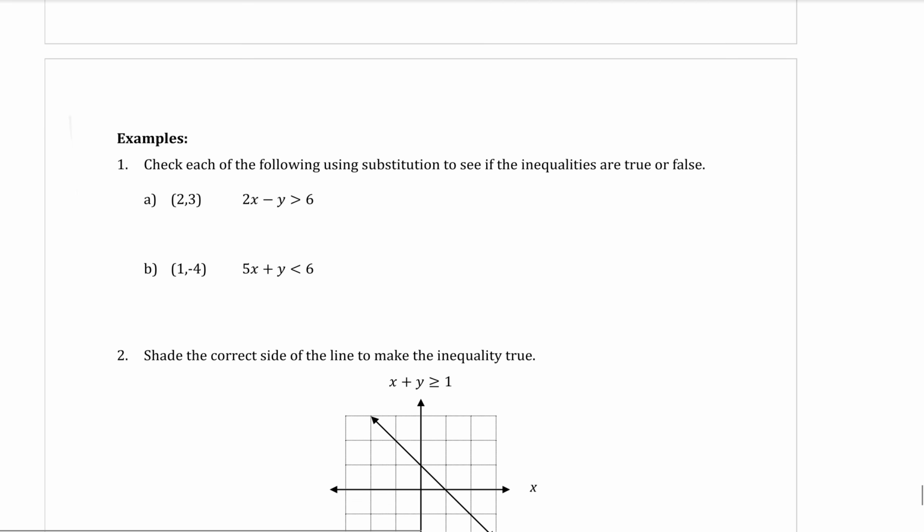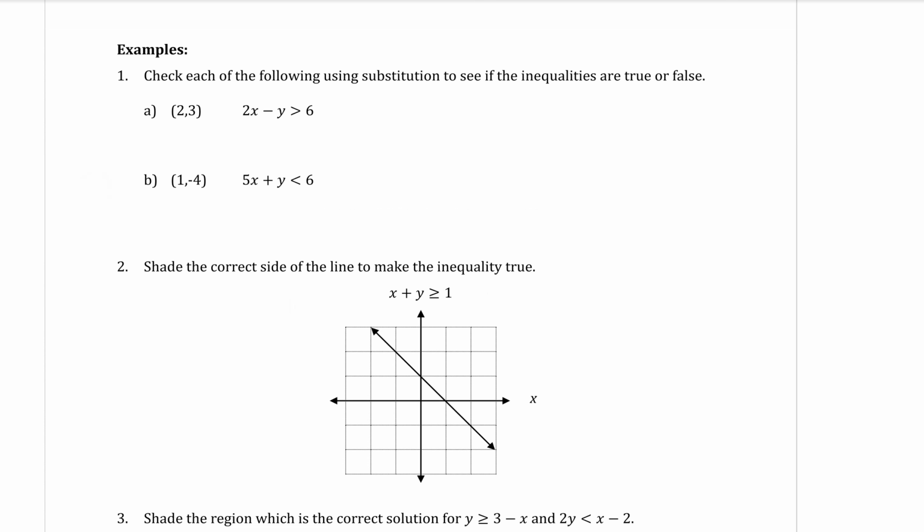So the first couple of examples are practicing some of the individual skills, building up to the big question at the end. The first question is practicing subbing a point into an inequality to work out whether it is true or false. The point we're going to choose is the point (2, 3), and the inequality we've been given is 2x minus y is greater than 6.